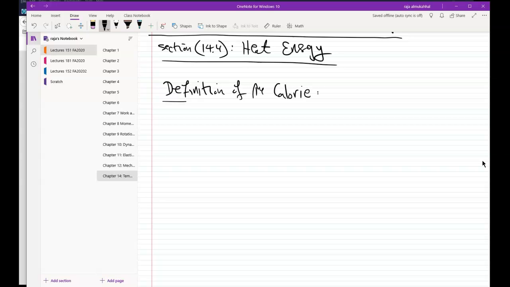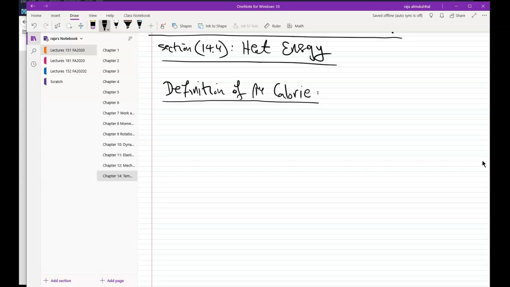Now remember, the word calorie here is different from the food calories. There are two. They're not the same. When you buy a food item, say cheese, and you look in the back for the nutritional information, the ingredients and all that, you see the word calorie there. Those are food calories, and food calories are different from the calorie that we use in physics.